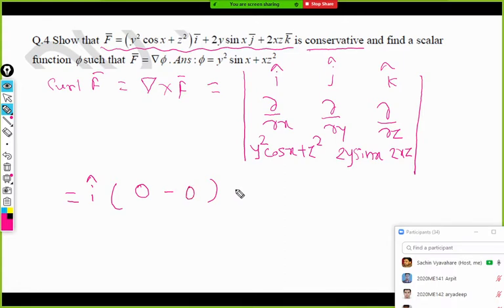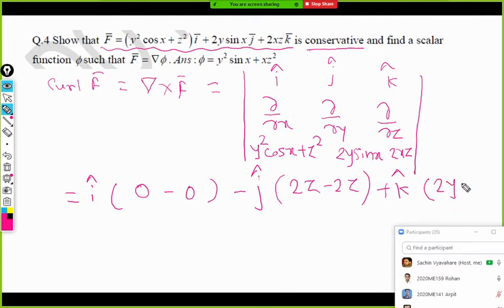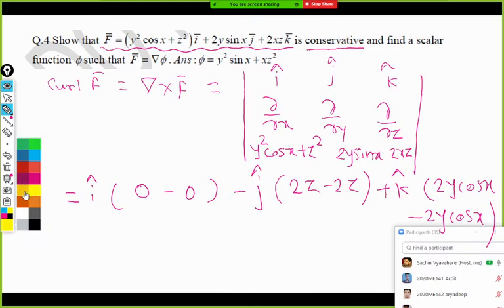Minus j cap, 2z minus 2z, and plus k cap, 2y cos x minus 2y cos x. And this happens always because the question is to show that it is conservative. So each and every component goes to 0 and we get the answer as 0 bar.